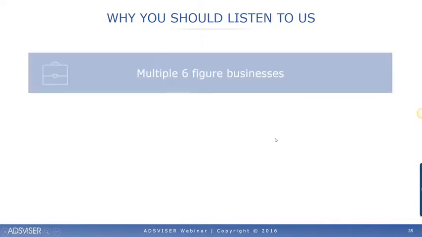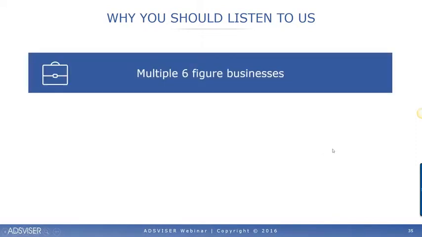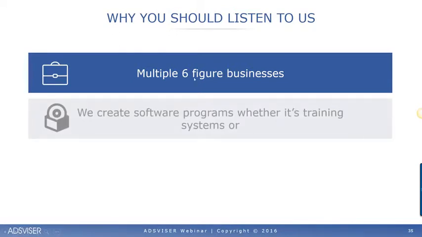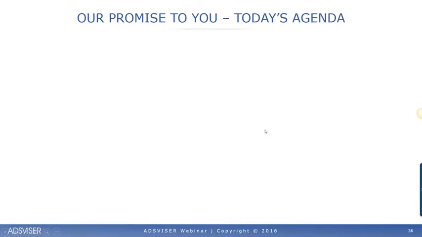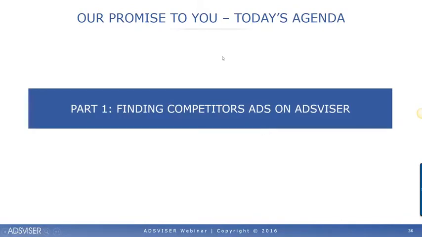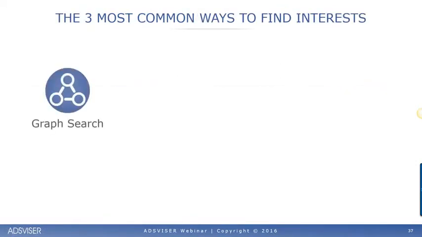Amanda, I know you've got a few questions, and I'm going to race through this because you want to get to the content. We've got multiple six-figure businesses. We create software programs, whether training systems or actual tools, and we love helping other people. That's what we want to do today. Our promise to you today is three things: we're going to help you find the competitors, which is part one; we're going to go through the unknown method; and we're going to go through a case study. So, guys, let's start.